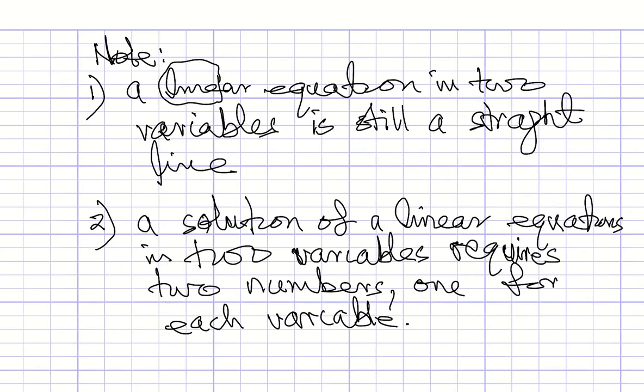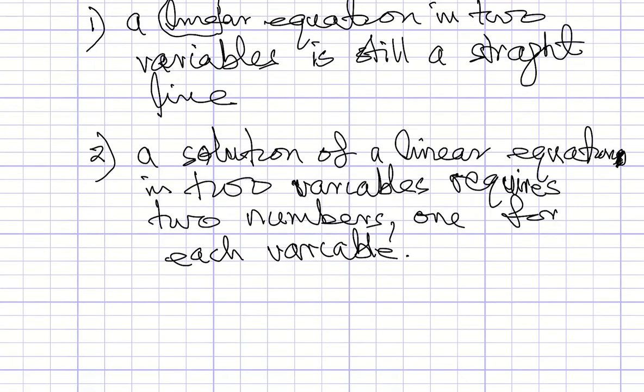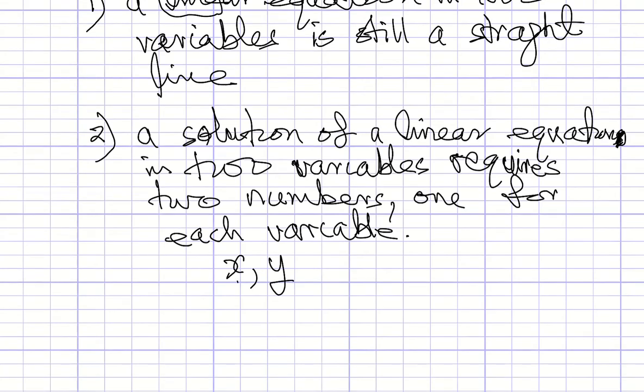a solution of a linear equation requires two numbers, one for each variable. In other words, if the equation contains two variables, x and y, right? When you get the solution, you will have a number for x and a number for y. Any number, y could be 3, the solution for x could be 2. This is just an example.